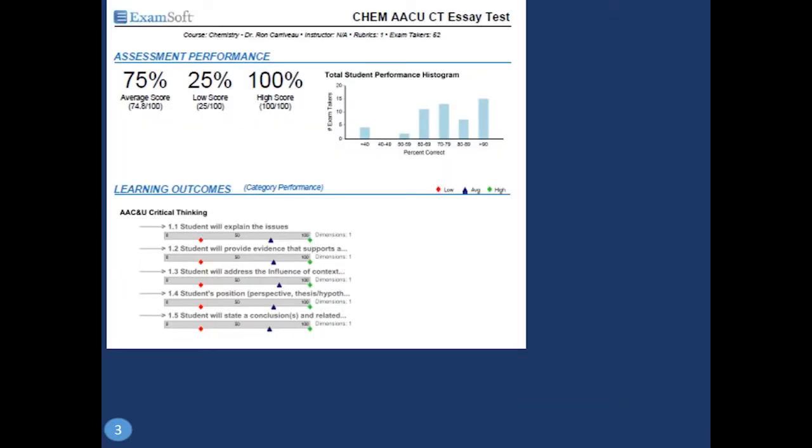So this maps in the critical thinking from the AAC&U LEAP rubrics. And because it was an essay and it was given through ExamSoft, you can actually see then those 5 outcome statements that were on the left-hand side of the model when I broke it out into all the levels. So students are explaining issues, they're providing evidence, they're addressing influences, they're taking positions, and they're stating conclusions, all of which are found in the value rubric.